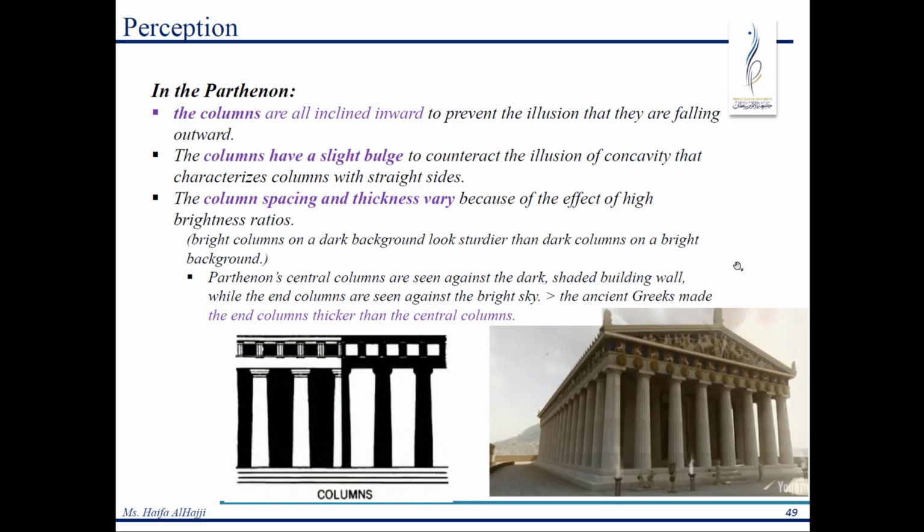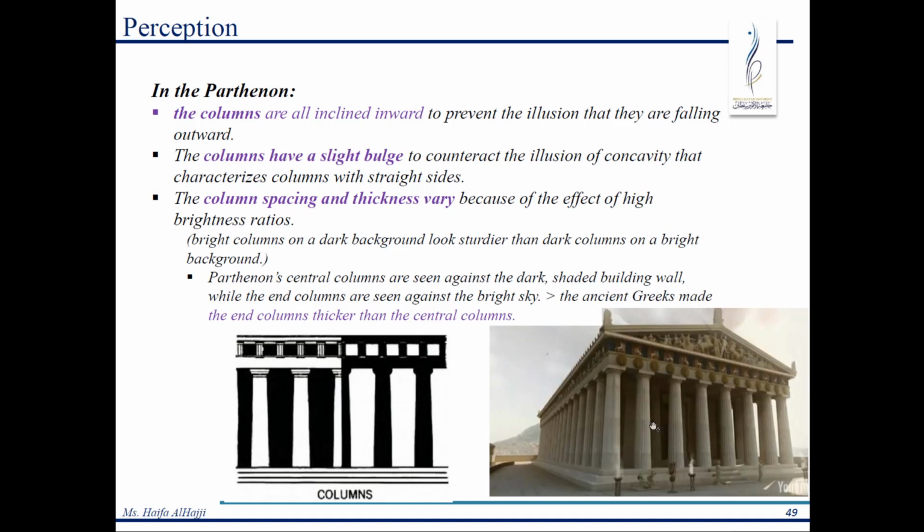Now the column spacing and thickness differ according to brightness ratios mainly. For example, as we can see in here, if you put this column against natural daylight behind it, you're going to see the column as a silhouette, as a dark object against something bright. When you do that, the column will look thinner. And vice versa, if you look at the column and there's a building behind it, as we can see in the center of the building, the column will look thicker. So as we can see in these columns, there are columns in the middle with the building behind them, and there are columns on the side where the sky is behind them. They wanted to make all the columns appear the same and avoid this illusion.